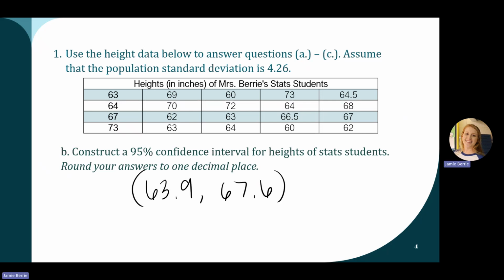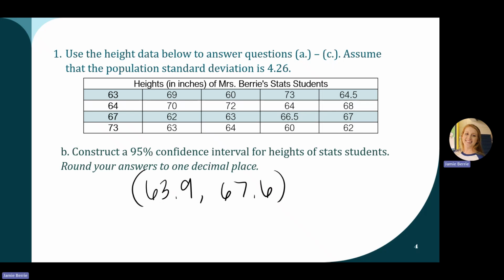And I always put little parentheses around that just to indicate that these numbers go together and that they are our interval. So the lower end of our interval would be 63.9 inches. That's almost 5'4", right? So that'd be 5'3" and 9/10 of an inch, all the way to 5'7" and 6/10 of an inch.